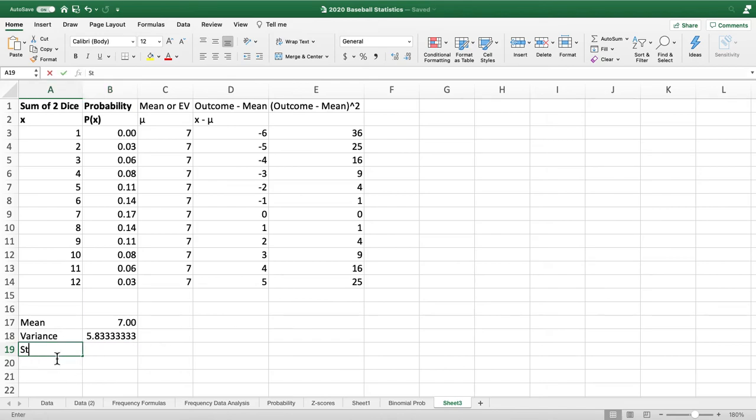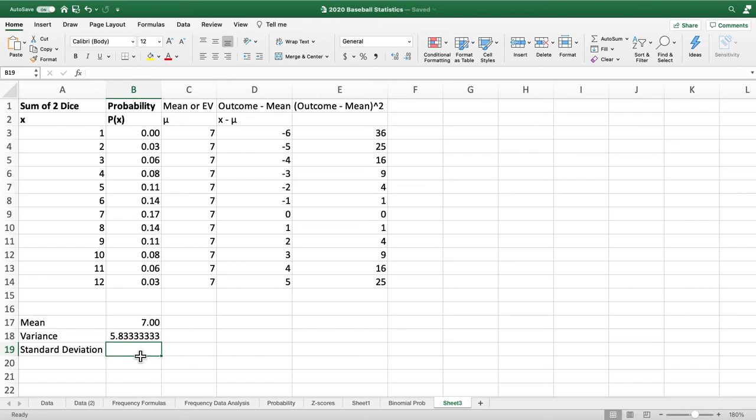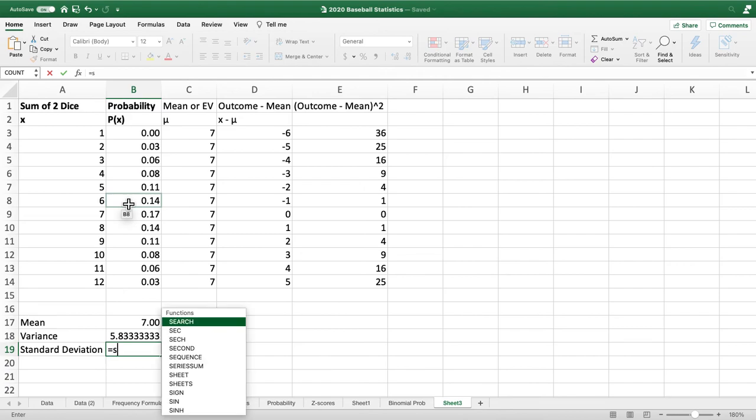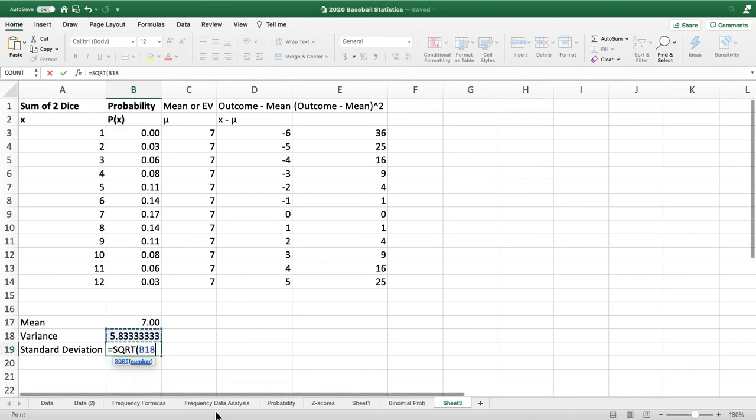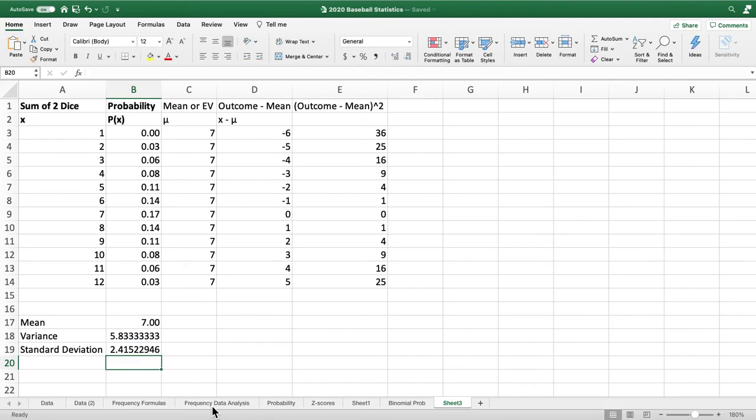And now to find the standard deviation, it's very simple because once you have that variance, you take the square root of the variance and get your standard deviation. So equals, and there's a formula for that, SQRT, square root, and we're going to square root the variance. So we get a standard deviation of 2.4 for this distribution, which should tell you that all of them fall within the normal distribution. And that's how you find mean, variance, and standard deviation when looking at a discrete probability distribution.